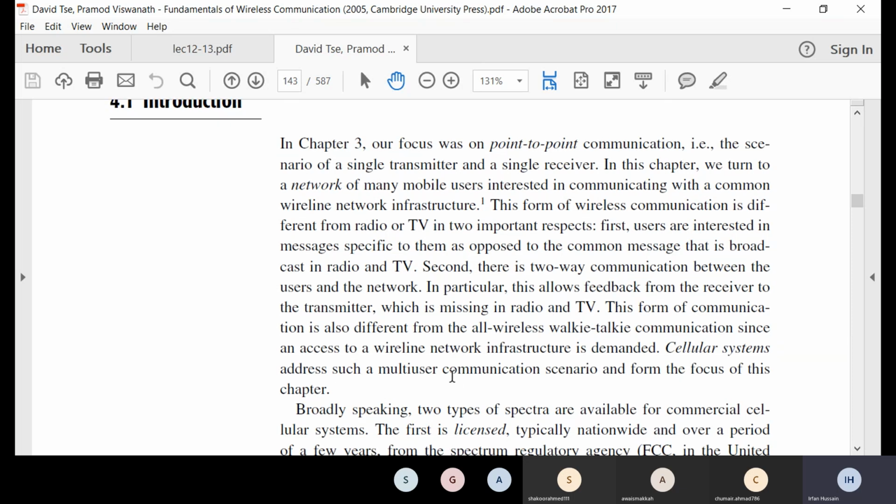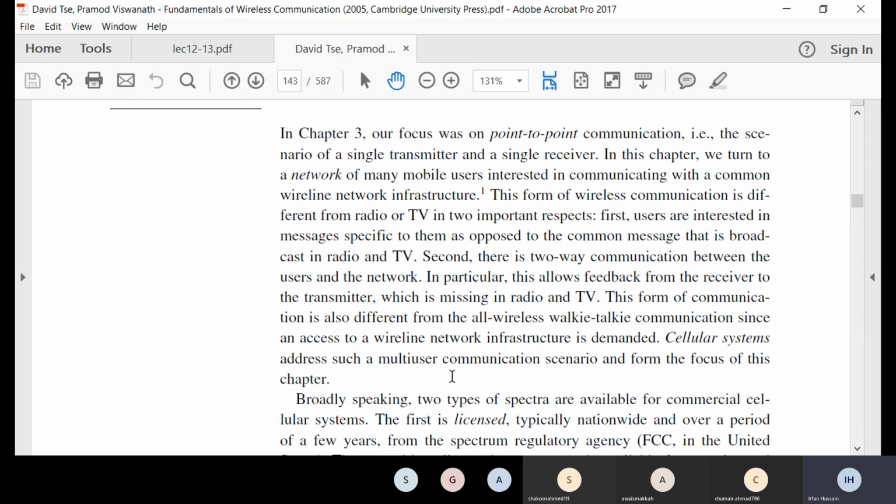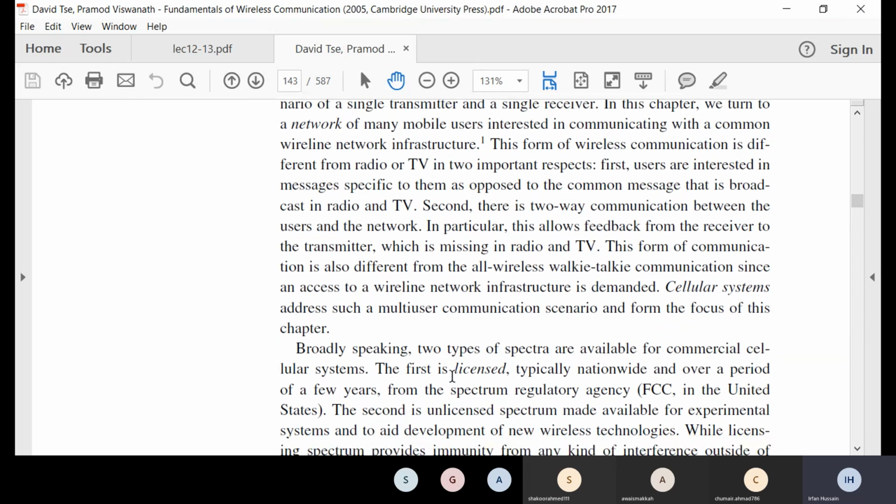addresses multi-user communication: how you can put all these different users, which had different requirements, from Wi-Fi to mobile communication to WhatsApp, in one system.